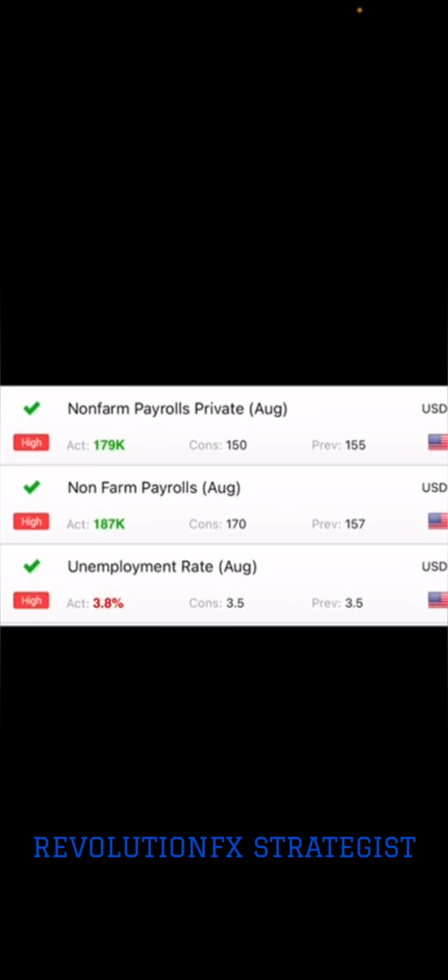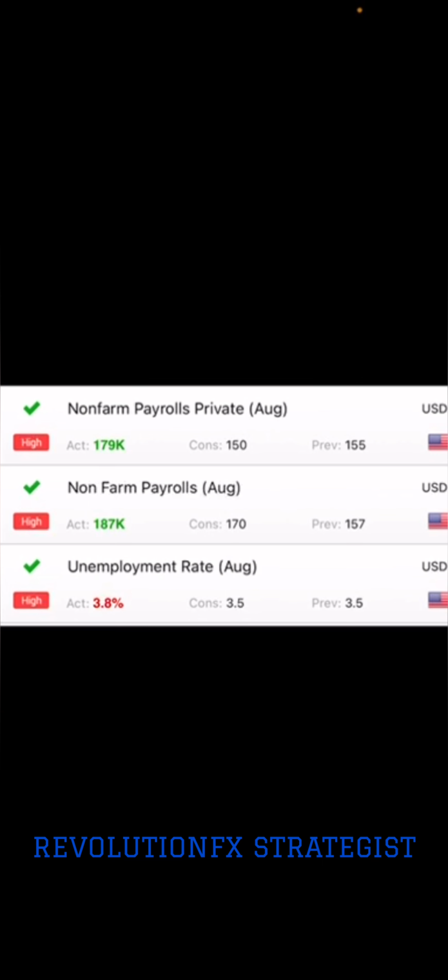I realized that NFP came out better than expected, meaning the US dollar is going to be strong. So all the pairs ending with USD on their right are going to be selling, and those with USD on their left are going to be buying. But before that final move happens, the market first has to give a spike in respect of the unemployment rate.